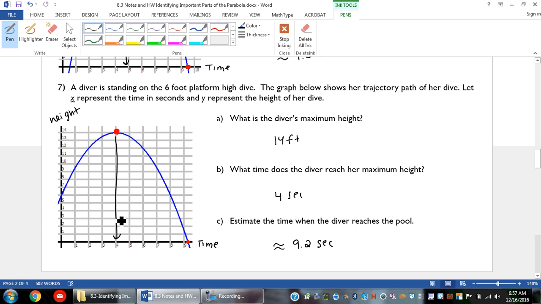What time does the diver reach the max height? Remember, that's the x coordinate of the vertex. That'd be 4 seconds. And the time that the diver reaches the pool, the diver is going to reach the pool around here. I said around 9.2. Acceptable 9.1 or 9.2 or 9.3 would also be acceptable.